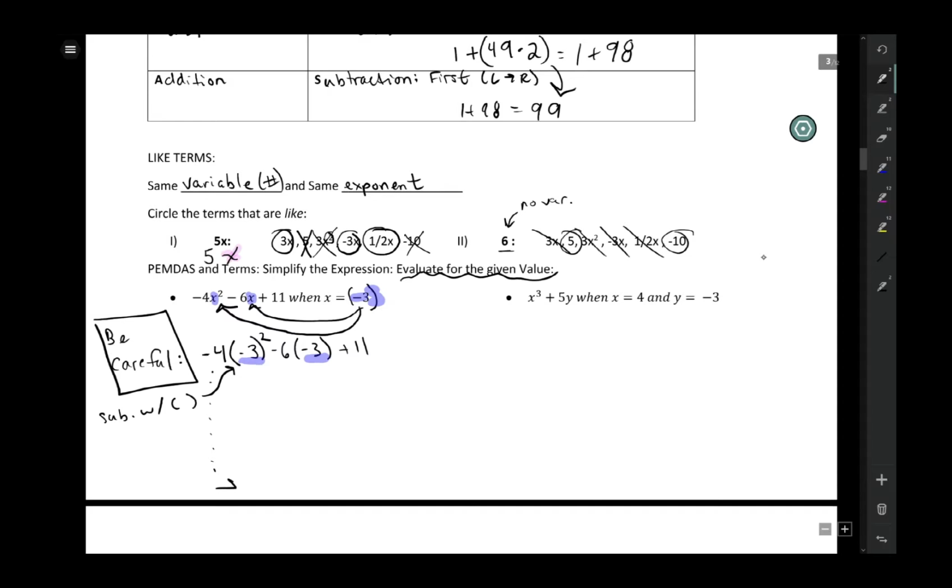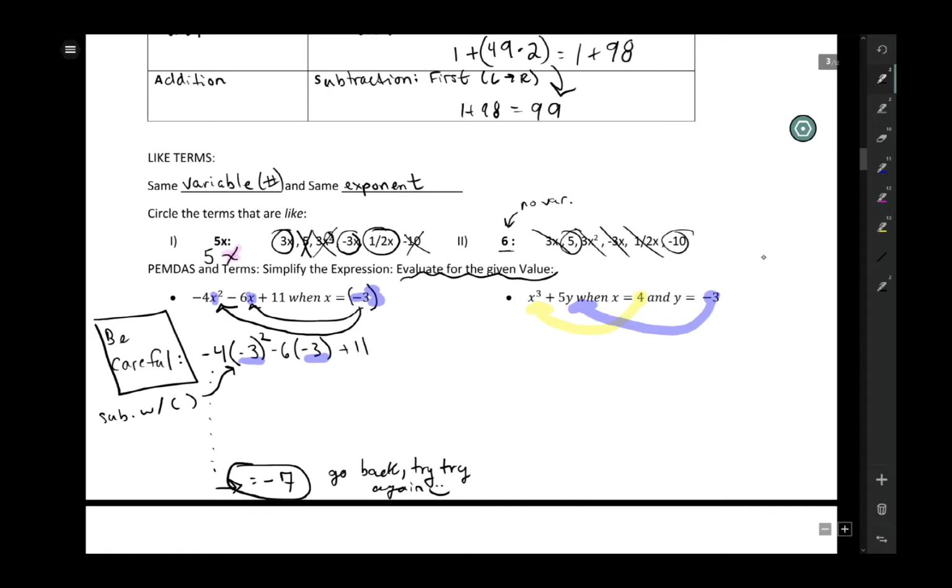And double check. You should get negative 7. Okay? If you don't, go back and keep trying. Negative 7 should be your answer. Now this one here, we are substituting x and we are substituting y. So just make sure you do both.